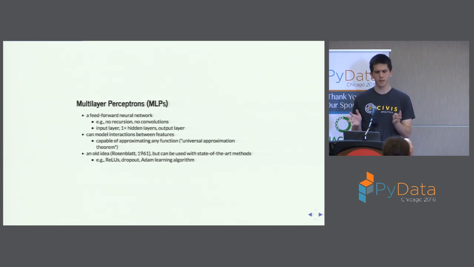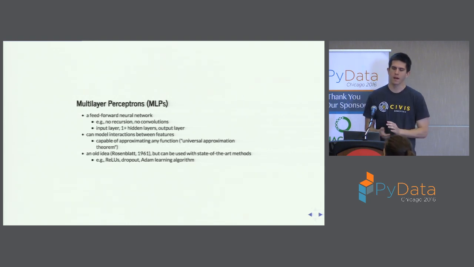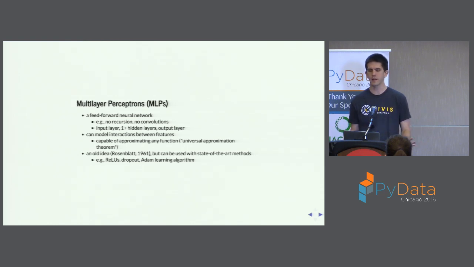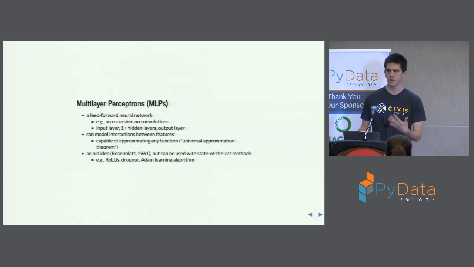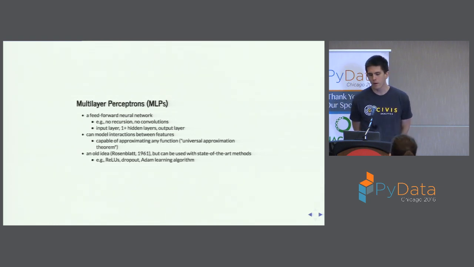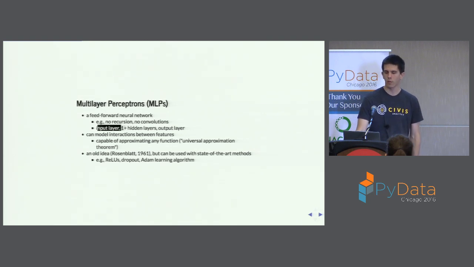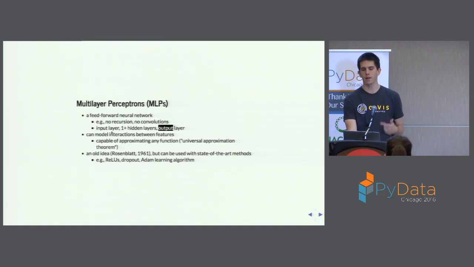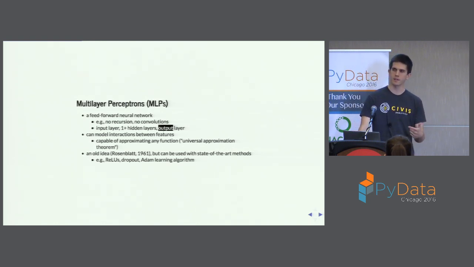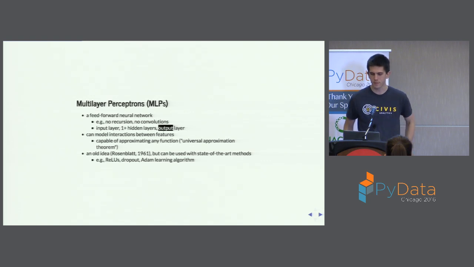This is the core, first neural network people think about. It's a feed-forward neural network. That means there's basically no recursion in it, and also no convolutions as you would see in an image processing network. So basically what we have is an input layer and one or more hidden layers, and then an output layer. And the nice thing is, unlike a linear model where you would just have an input layer and an output layer, you can model interactions between features, so complex relationships.